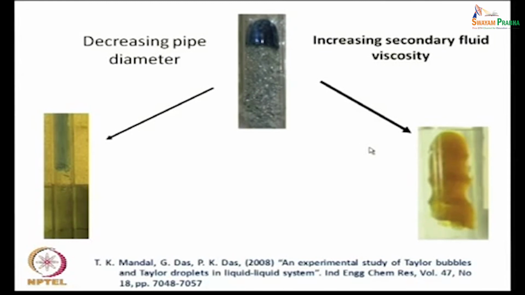So, in this particular case, in contrast to air water systems, we found that the liquid properties, the property of the liquid forming the bubble or the droplet, are also very important. If we have higher interfacial tension, bubbles are more stable. If we have higher viscosity, bubbles are less stable. If we have larger pipe diameters, bubbles are less stable. So, these are the things that we have observed in addition in liquid systems.